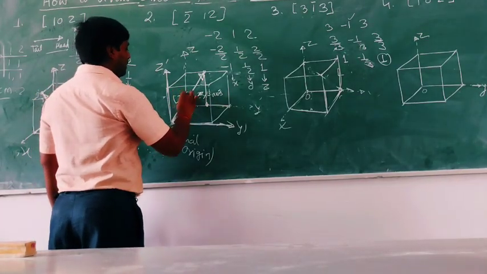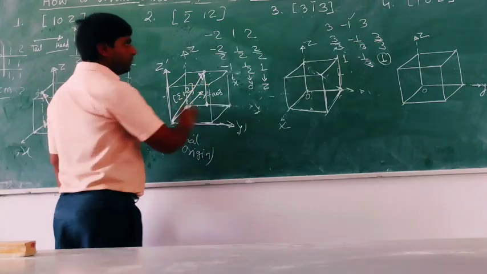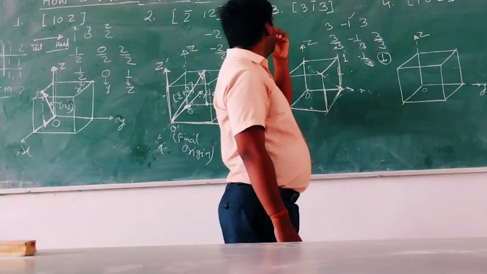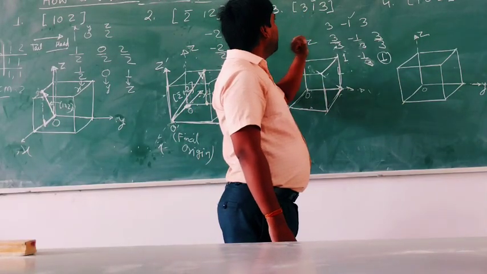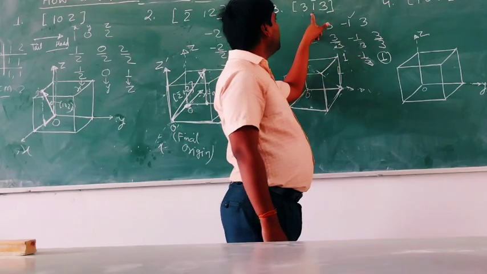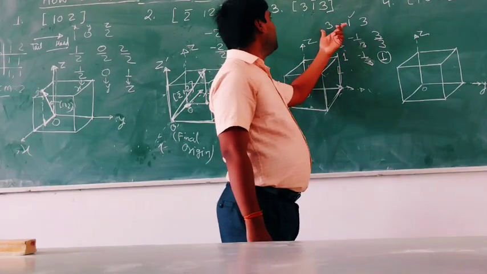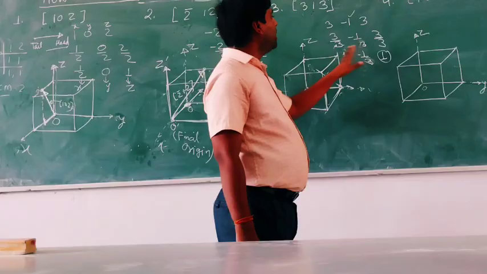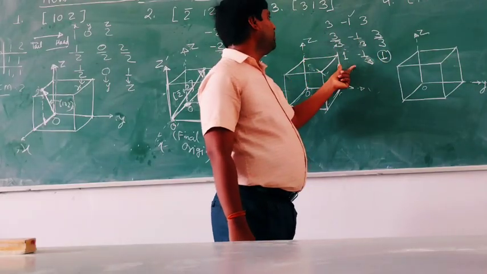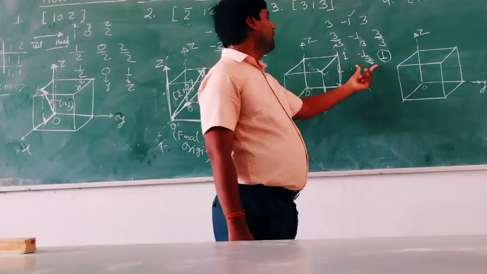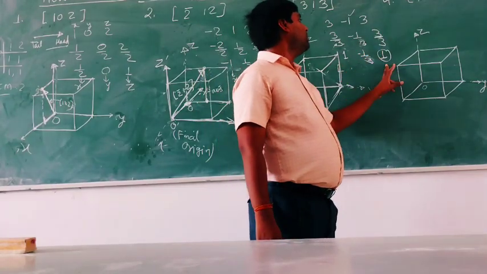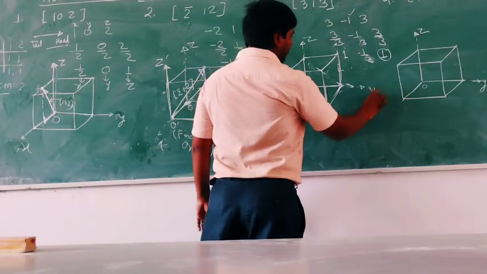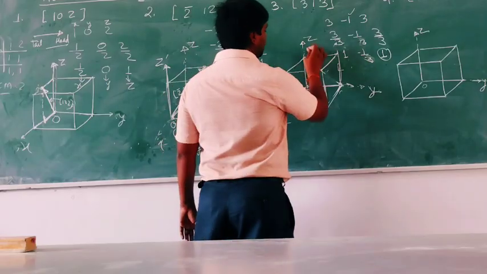Now the third question, where the negative direction is on the y-axis: 3, 1 bar, 3. The coordinates are 3, -1, and 3. We take the LCM of these coordinates, which is 3, and divide all coordinates by 3. The x coordinate will be 1, the y coordinate will be -1 by 3, and the z coordinate is 1. In the given figure, this is the y-axis, this is the x-axis, and this is the z-axis.